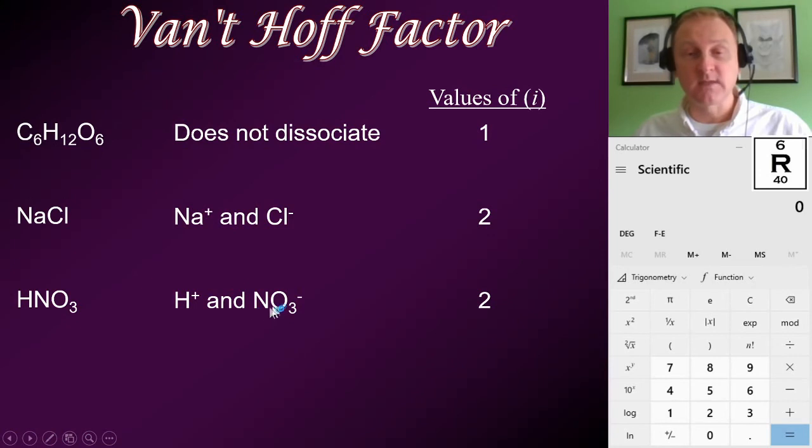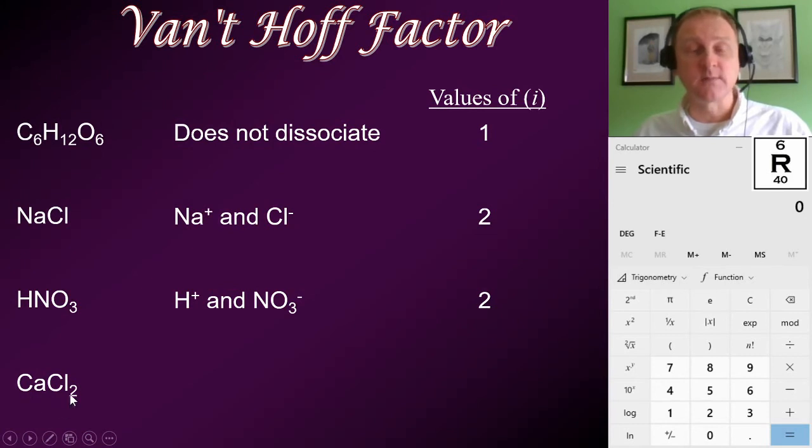And by the way, this is a polyatomic anion, meaning many atoms, polyatomic. So this is called nitrate. And the whole thing together has a negative charge. So this has a dissociation factor of 2. Let's take a look at this one.